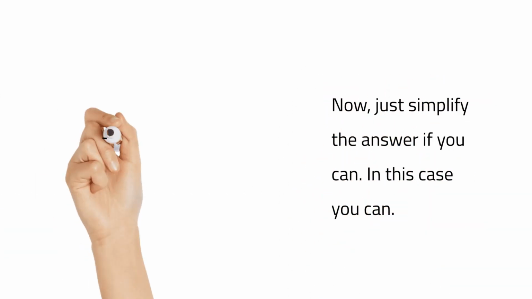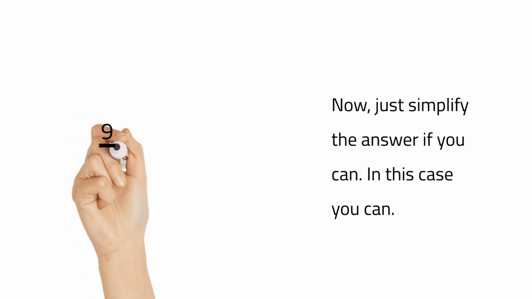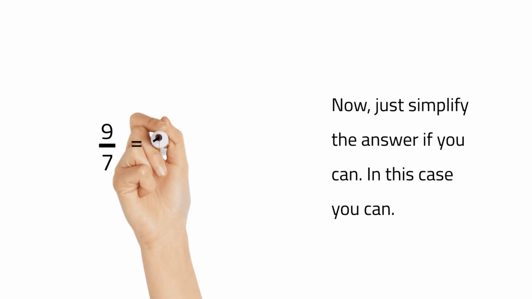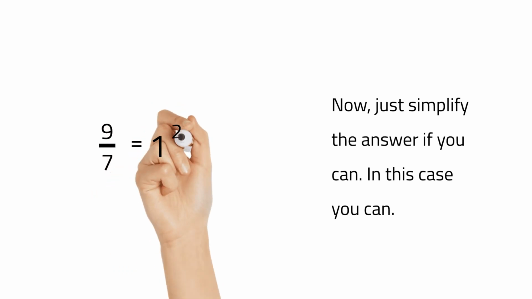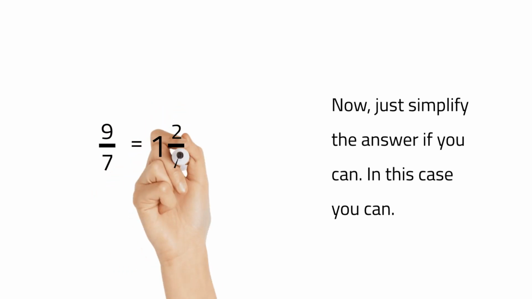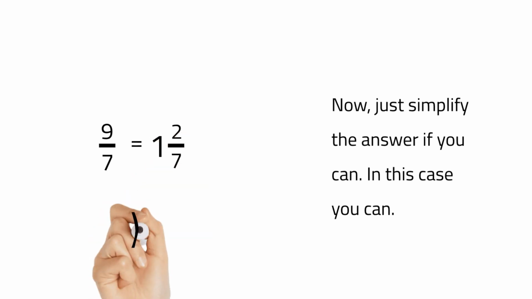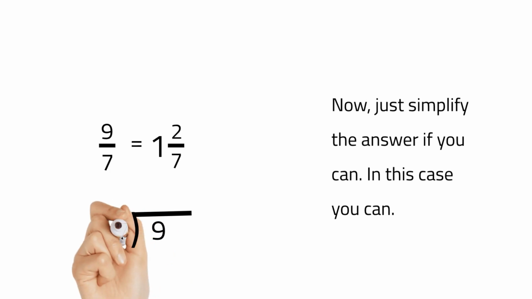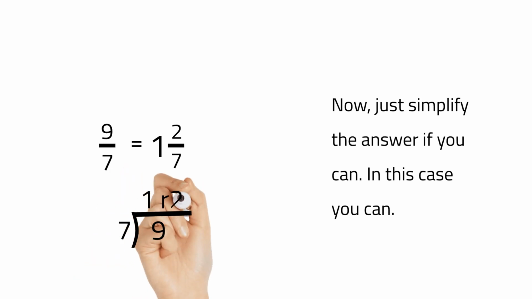Now just simplify the answer if you can. In this case, you can. 9 over 7 can be reduced to 1 whole and 2 sevenths. How? Because you can divide 9 by 7, which equals 1 remainder 2. And that's how we got 1 and 2 sevenths.